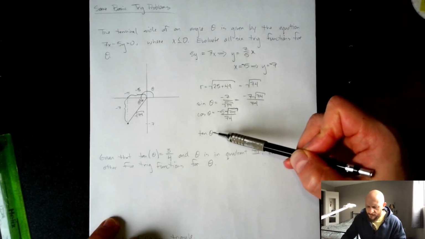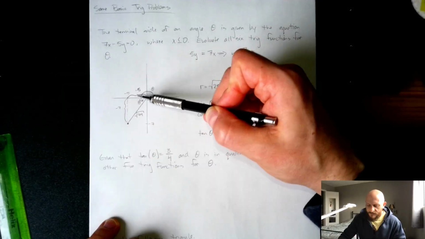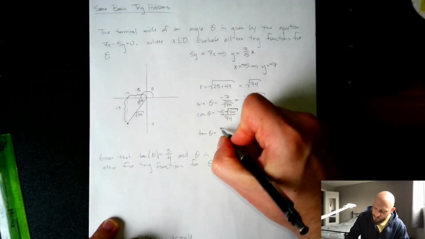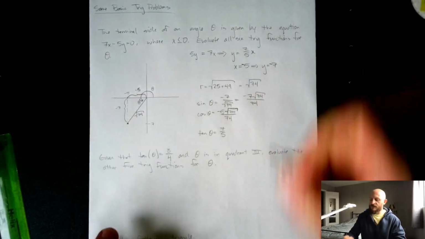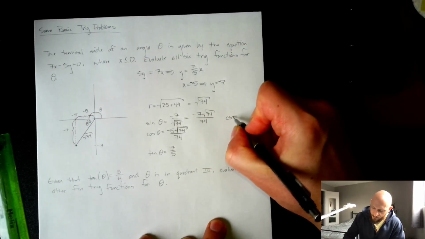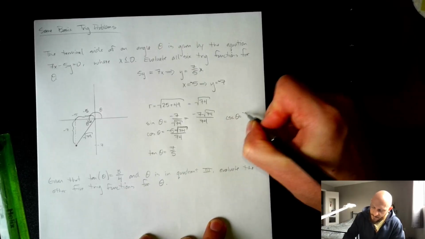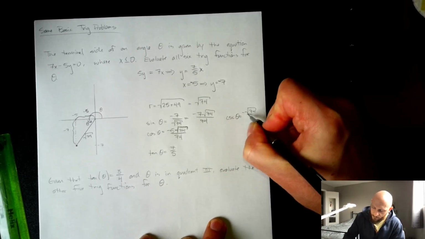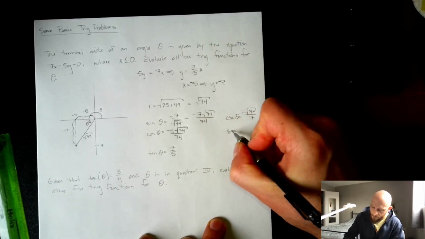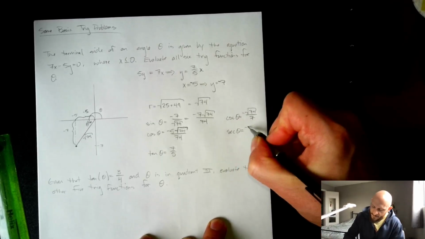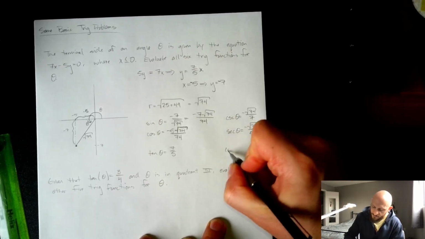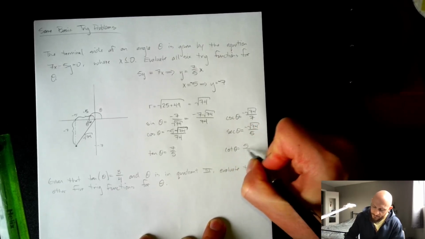Alright, tangent theta is y over x, or opposite over adjacent. So negative 7 over negative 5, which is positive 7/5. Alright, and then the reciprocals, so cosecant of theta would be negative root 74 over 7. I'm just taking this and flipping it on its head. Secant theta is negative root 74 over 5, and then cotangent theta is 5/7. And that's it.